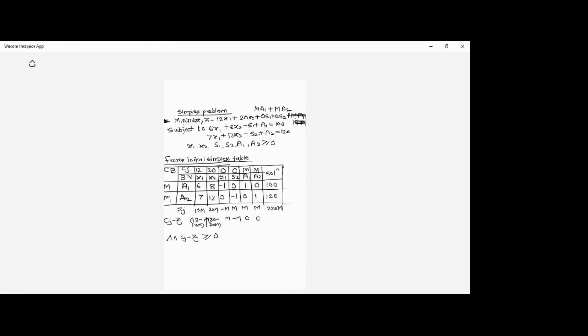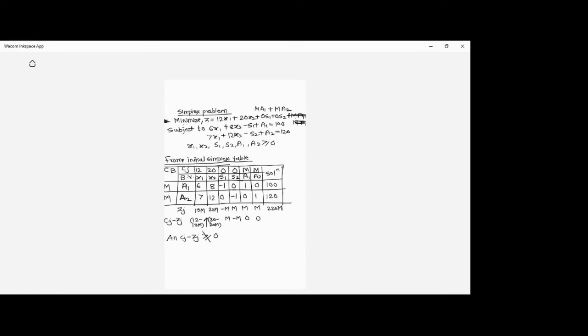Or you can check whether the criteria is fulfilled or not. For the criteria fulfillment, all Cj minus Zj values should be greater than or equal to 0. But here 12 minus 13m is equal to minus 12,988, and 20 minus 20m is equal to minus 19,980, right? So here we can say that all Cj minus Zj values are not greater than or equal to 0. Now we have to choose the entering variable and the leaving variable.